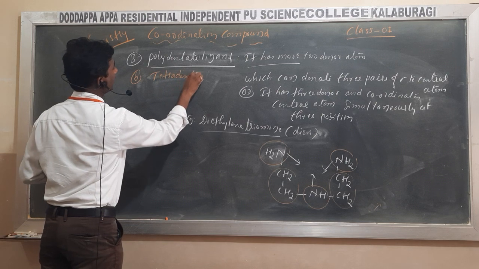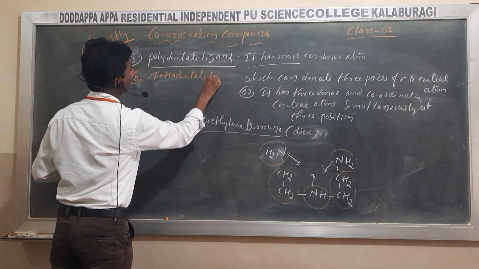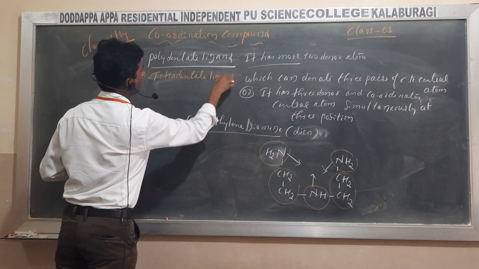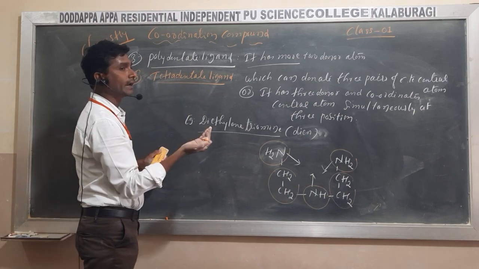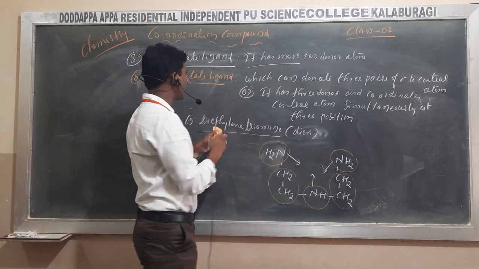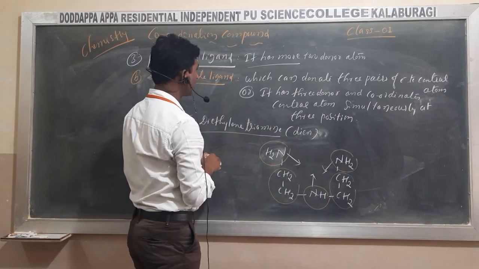Tetradentate ligand. Okay. So polydentates are classified into tri, tetra and hexa. So what is this tetradentate ligand? Example.